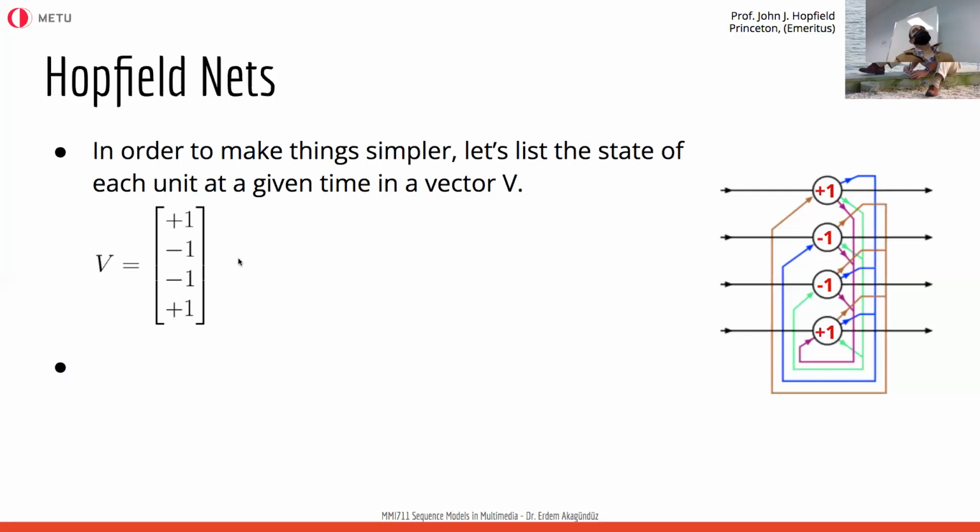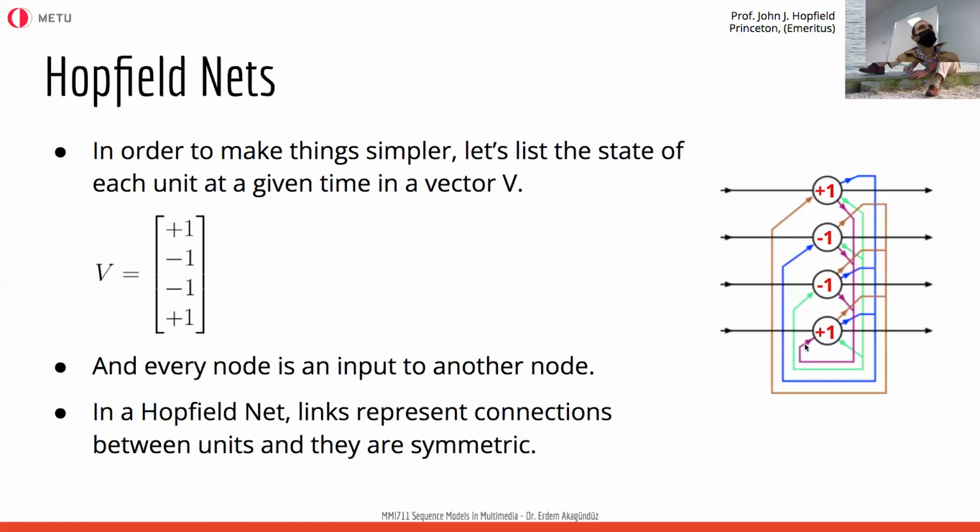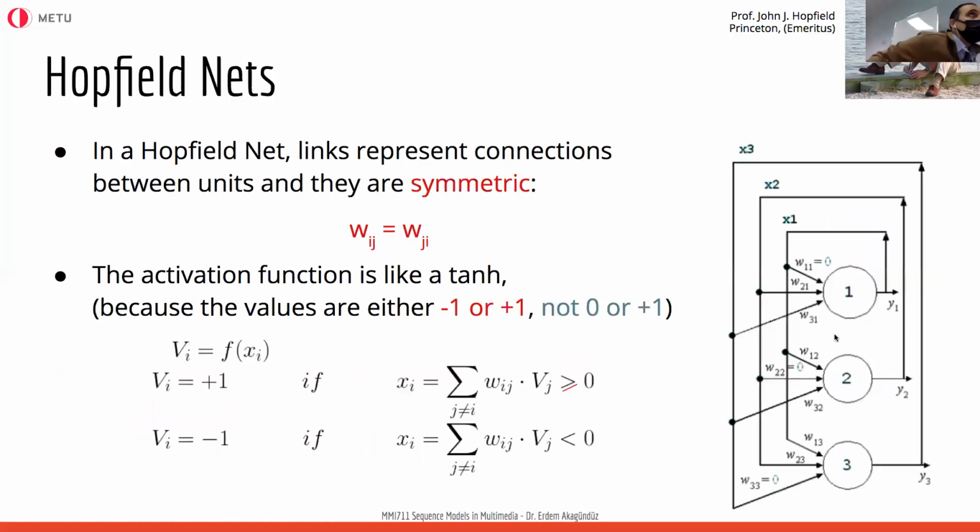So imagine I start from this point. But remember, these are all connections. That's why there are weights. So the weights are also binary. Every node is an input to another one, not to itself. And the links represent connections between units, and they are symmetric, which means the weight from this node to the other one is equal to the connection from the other node to this one. If I represent the weights in a matrix, it's a symmetric matrix. Weight from i to j is equal to weight from j to i.